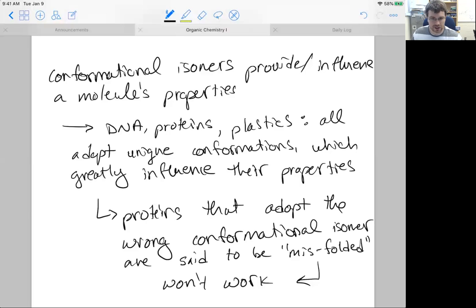So that's just a brief look into the world of conformational isomers, and hopefully a discussion of why they're important. What we'll do next is look at effective ways of visualizing and thinking about conformational isomers on a 2D piece of paper, a topic called Newman projections.